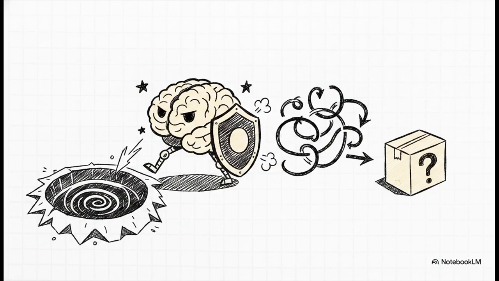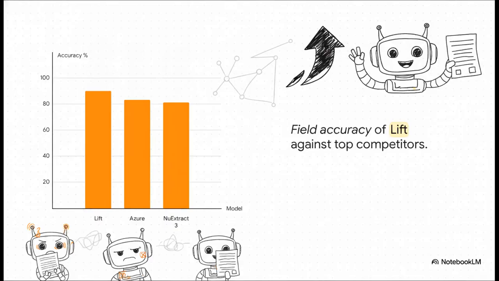But here's the best part. They intentionally planted highly complex adversarial scenarios to try and break it. We're talking cross-page values, exhaustive lists, fields that had to be left null, and near-miss distractors perfectly designed to trick the AI. And this brilliantly illustrates the results.